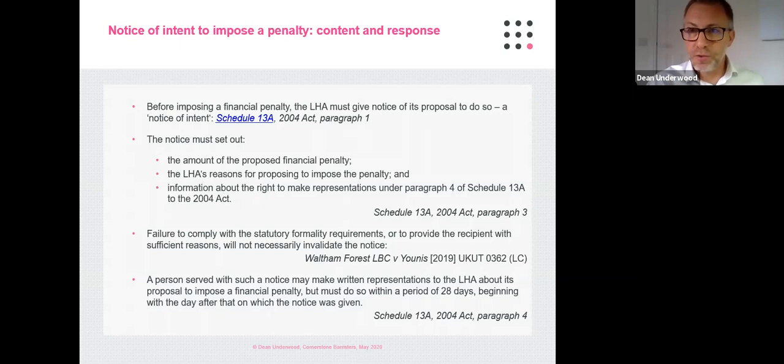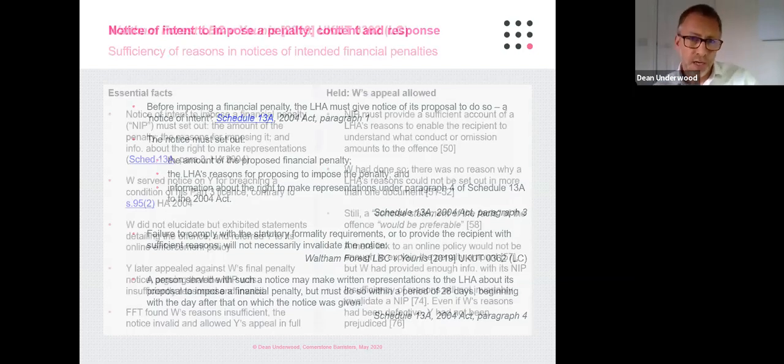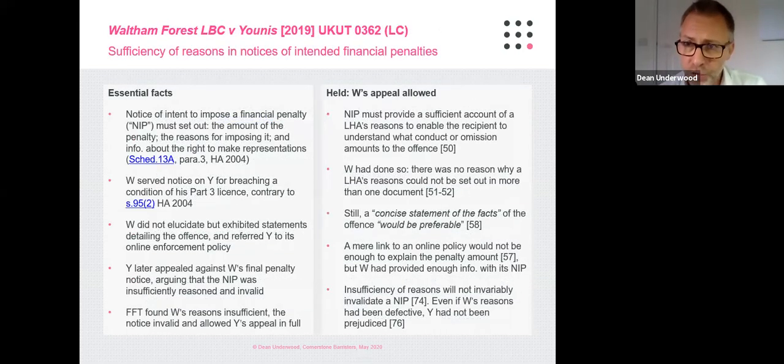So I promised to take you through quickly the case of Waltham Forest and Eunice. It's an important case and deserves a little bit of attention. What are the essential facts? Well, as we know, a notice of intent to impose a financial penalty has to set out the amount of the penalty, the reasons for imposing it, and information about the right to make representations.